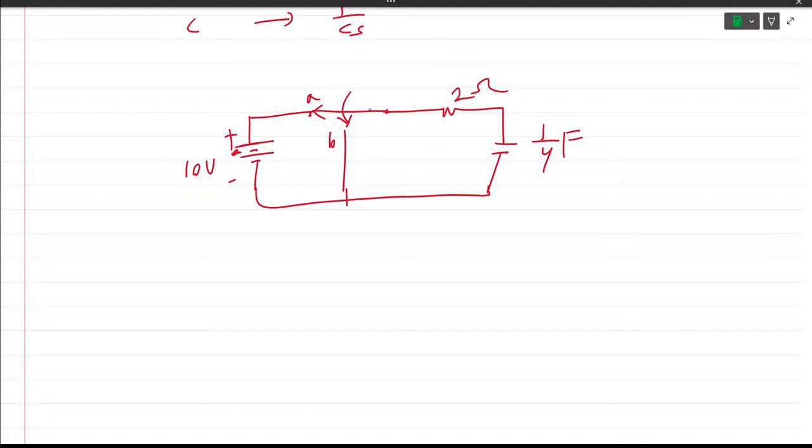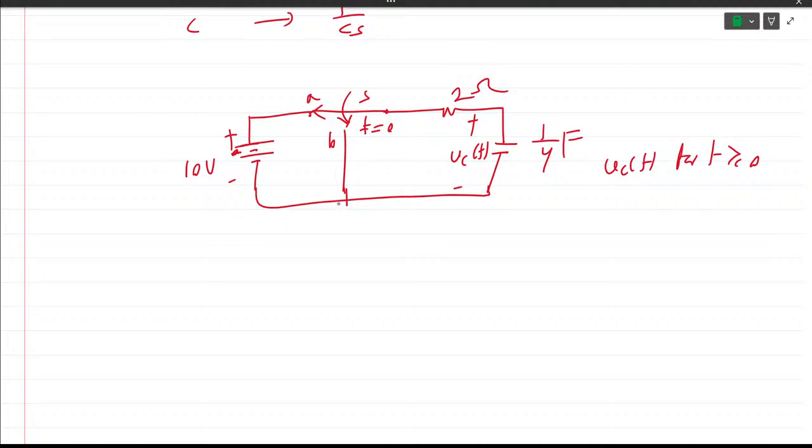Initially the switch was at position A. At t equal to 0, it is closed to B. So you need to find the initial value, and we need to find this Vc(t) for t greater than or equal to 0. Initially the switch was at position A, at t equal to 0 it is moved to position B. Then you need to find Vc(t) for all values of t.